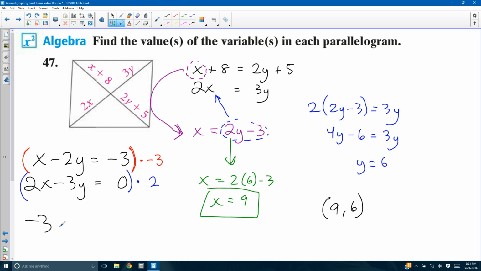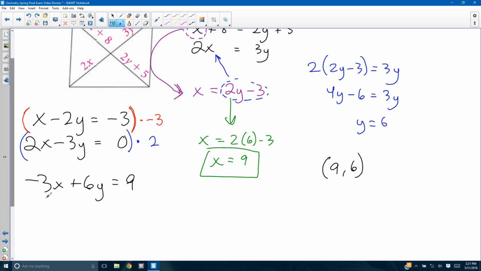So negative 3 times x. Negative 3 times negative 2y. Negative 3 times negative 3 gives me that from the top. The bottom, I have 2 times 2x. 2 times negative 3y. 2 times 0. So now you can see how I set this up, where I'm now able to eliminate these two because of what I chose to multiply by.